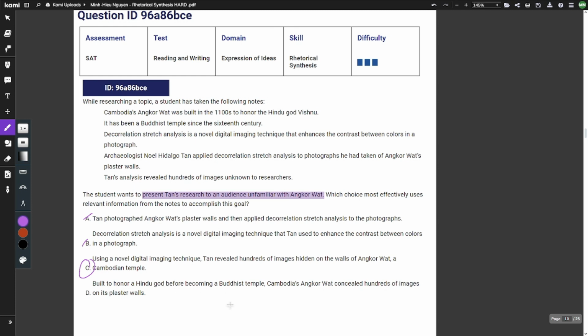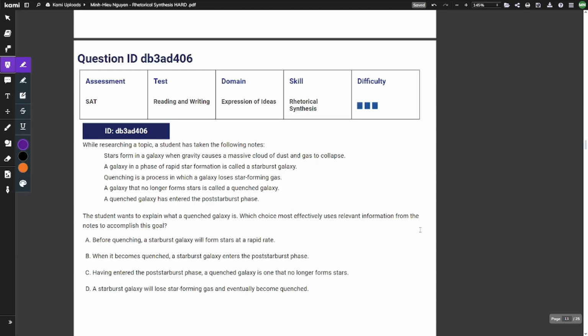So this does explain what the Angkor Wat is. However, it doesn't talk about Tan's research at all. So our answer is going to be C because it talks about his research, which is when he reviewed all these images, and it says what the Angkor Wat is, which is a Cambodian temple.